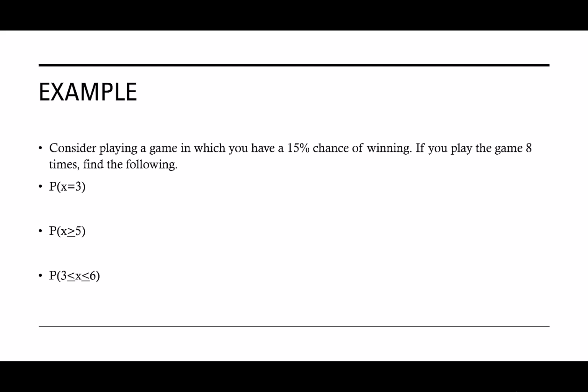I'm going to start with this example. Consider playing a game in which you have a 15% chance of winning. If you play the game 8 times, find the following. We're going to look for the probability that x is 3, x is greater than or equal to 5, and x is greater than or equal to 3 and less than or equal to 6.